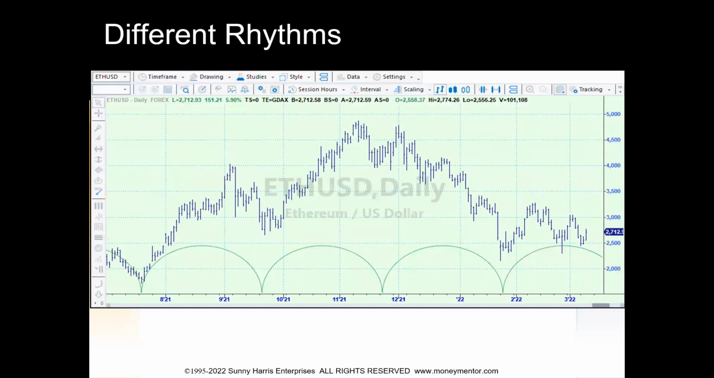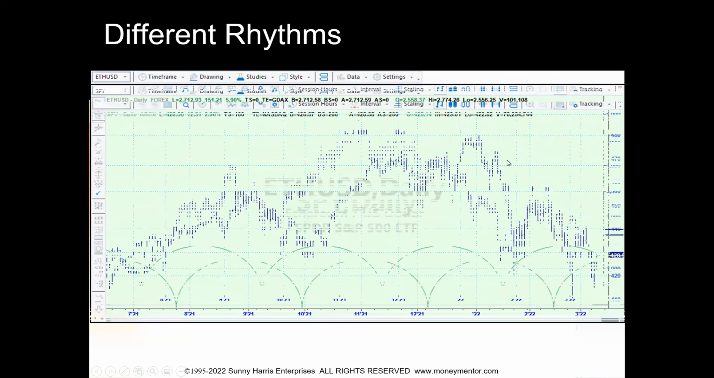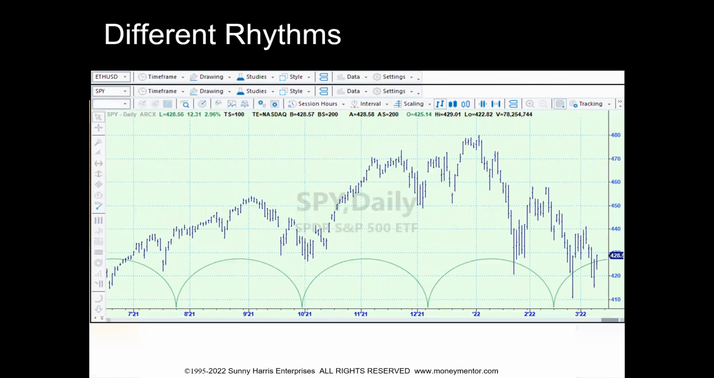So here, for instance, is a chart of Ethereum. This is last night's close, I think. So you can see the cycles, how they hit these lows and highs and lows again perfectly. So you have to look at what is the half-life of that cycle and look at that for your trading plan. This is SPY, which is the ETF of the S&P 500, and it has a different cycle.